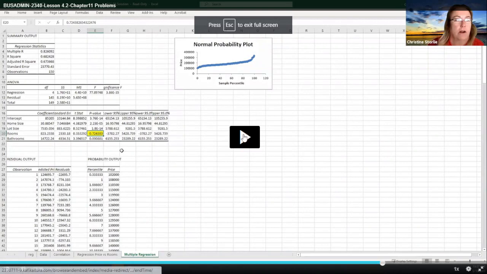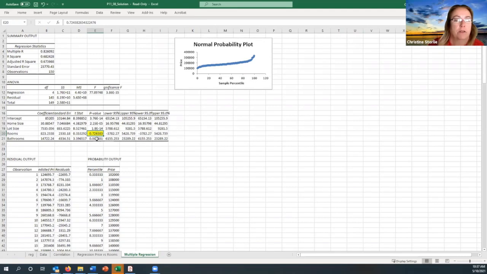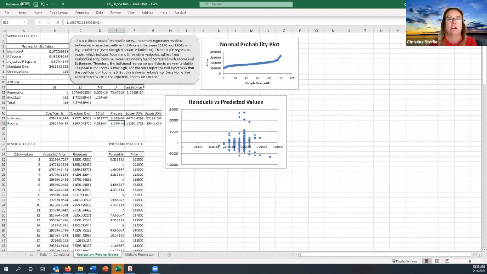In the multiple regression, we look at our p-values for our predictor variables, and we see that all of them are significant except rooms. So rooms went from a very, very small p-value to a very large p-value, and it's because of multicollinearity. On this sheet, this is a classic case of multicollinearity.